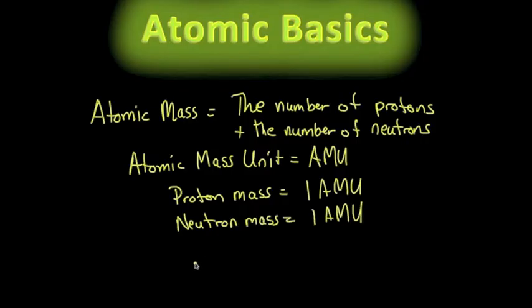An electron has an atomic mass that is so small that it doesn't even factor in when we discuss the overall mass of an atom, because it's only about 1/1800th, a little bit more, of an atomic mass unit.